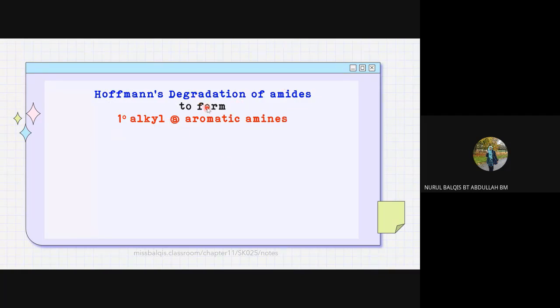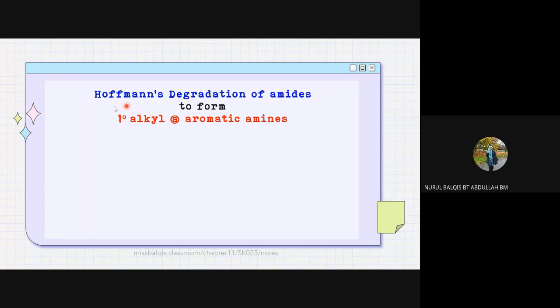Number of carbon. Sebelum ni kita belajar cara nak tambah carbon either using cyano group ataupun Grignard reagent. Kalau nak buang carbon, hanya kena lalu Hoffman's degradations of amide. Make sure ada amide dulu baru boleh buat these reactions. Okay, and these Hoffman's degradations can only form primary amine, tak kisahlah alkyl or aromatic.